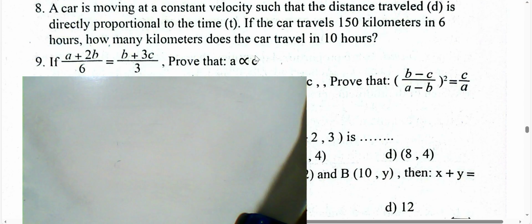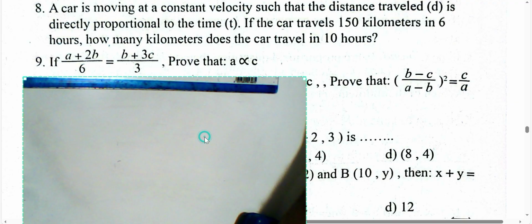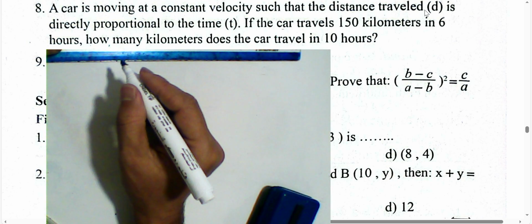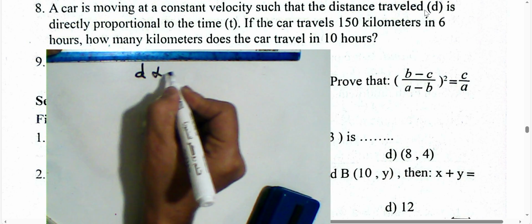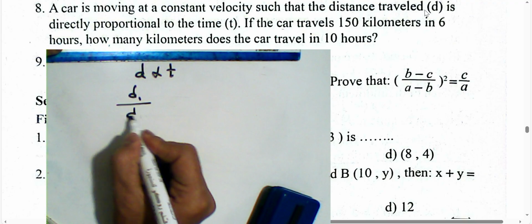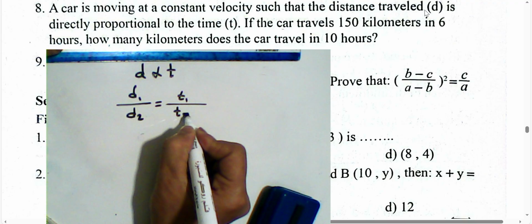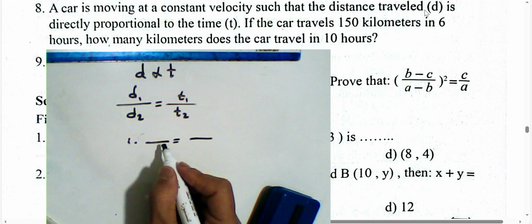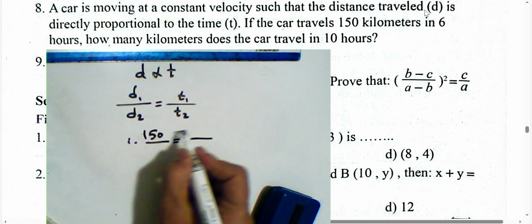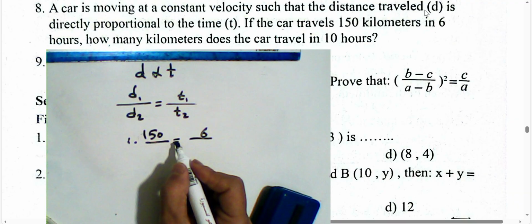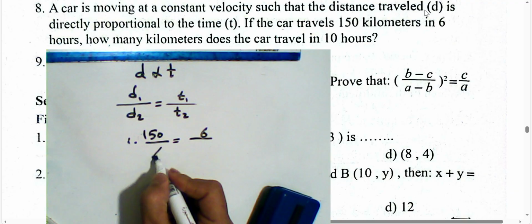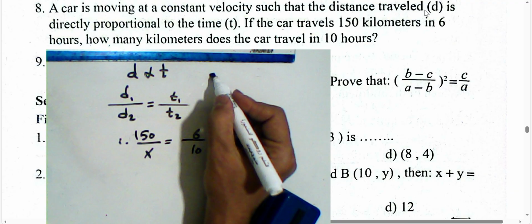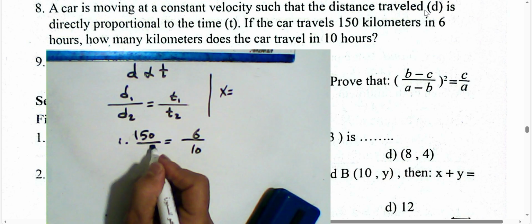Number 8. Cars are moving at constant velocity such that the distance traveled is directly proportional to the time t. We have a relation between distance and time. Then distance 1 over distance 2 is equivalent to time 1 over time 2. Distance 1 was 150 kilometers and time 1 was 6 hours. How many kilometers will distance number 2 be when time 2 was 10 hours? We can find here k, or distance number 2.